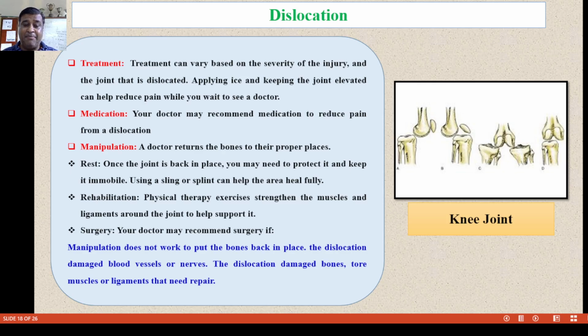The physical therapist's exercises strengthen the muscles and ligaments around the joint to support it, and surgery, if it is severe, can be recommended by the doctor. Surgery is needed if manipulation does not work to put the bones back in place, if the dislocation damages the blood vessels and the nerves also, or damages the bones more, or if torn muscles or ligaments need to be repaired. Many examples, like knee joints, are given here.